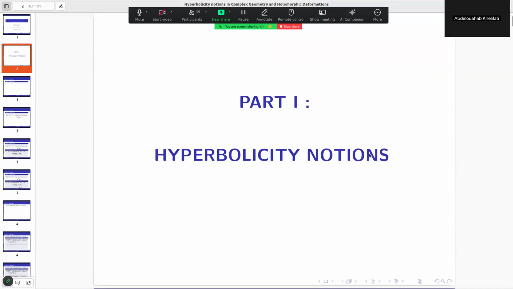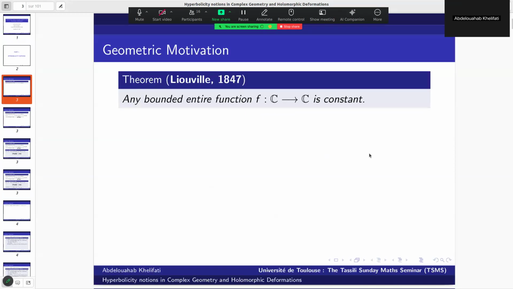Okay. So first, I will start with my first part about hyperbolicity notions, and so the motivation behind defining hyperbolicity. We can define it in two ways, let's say from a geometric point of view and a differential point of view. Let's start with the geometric point of view. It dates back to the theorem of Liouville about holomorphic functions in C.